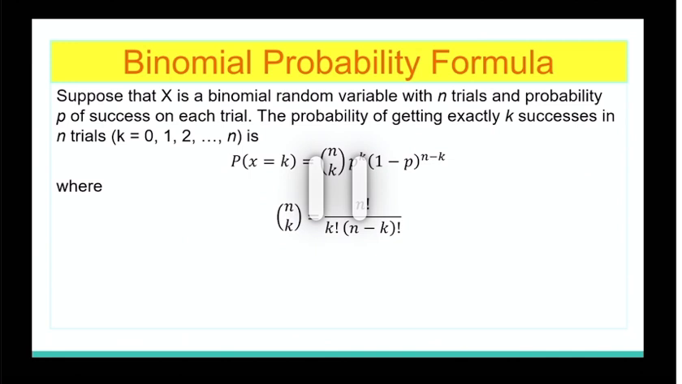I would advise that you cite examples on your own, to be able to differentiate between the two. Now what I'm trying to show right now is the probability formula for the binomial distribution.